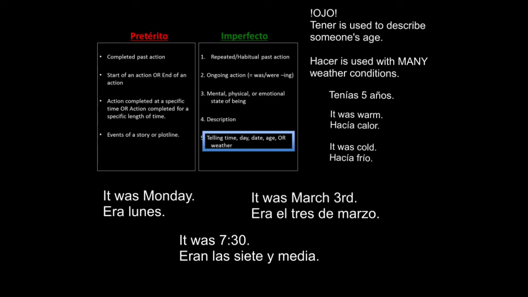Remember that when you are talking about weather conditions, you will most likely use the verb hacer. Here are a few examples. It was warm, hacía calor. It was cold, hacía frío.